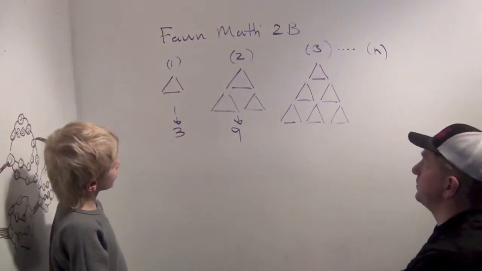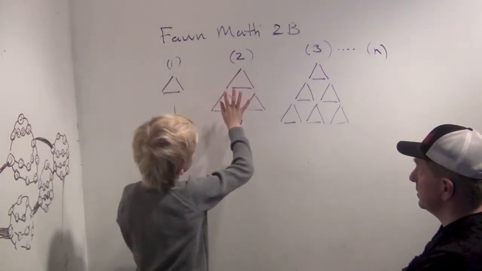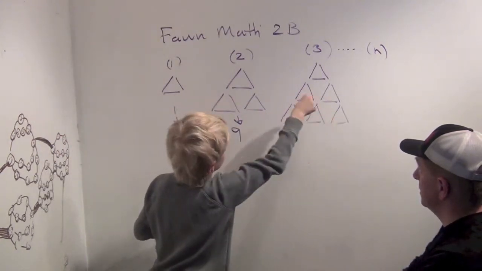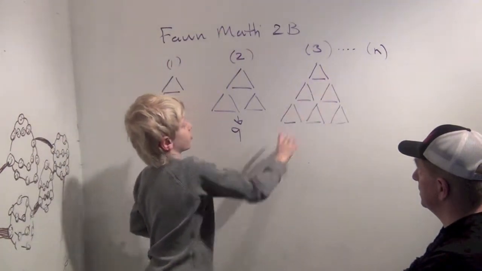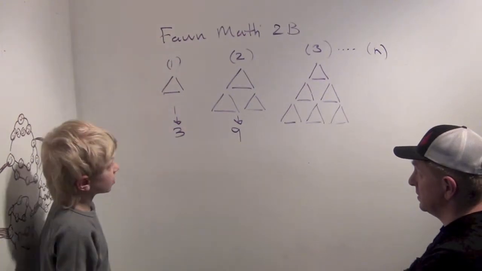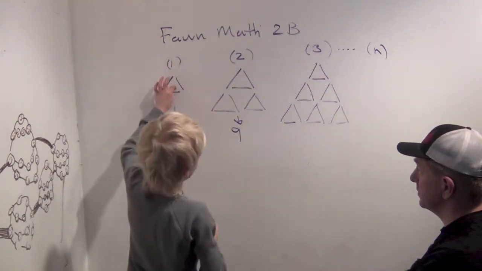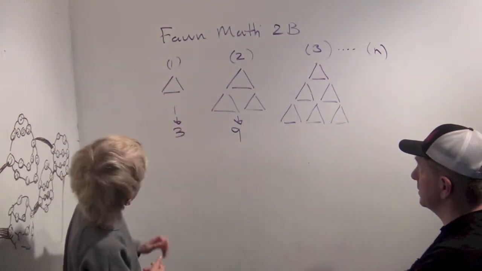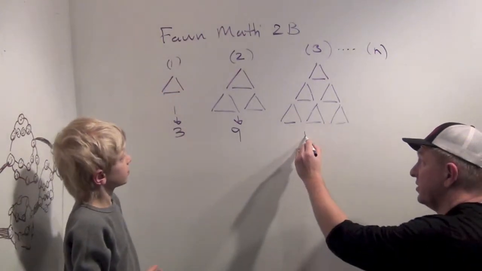But in step 3 you don't have 3 of these, because you have this, that, and those, so you're counting those twice. Yeah. Well, you have 6 of step 1, so that's going to be 18. Okay, good job.